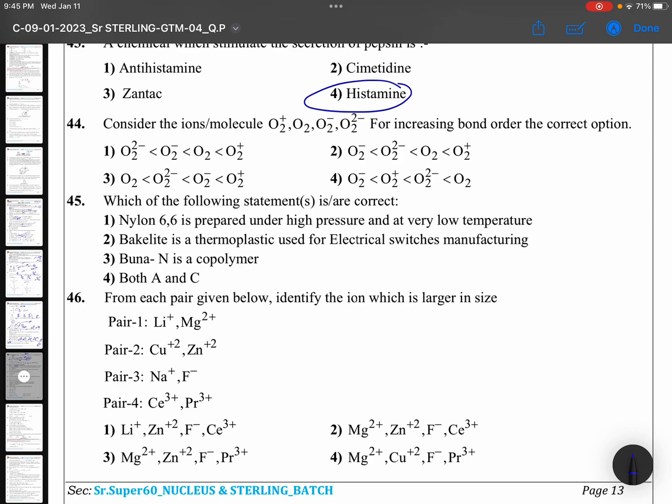Consider the ions' bond order. This question also we have done in the last one. If you are checking our papers regularly, by seeing the options, you can see O2 minus 2 is least, bond order 1, this is 1.5, this is 2, this is 2.5. I have given the number of electrons shortcut also. Fine.